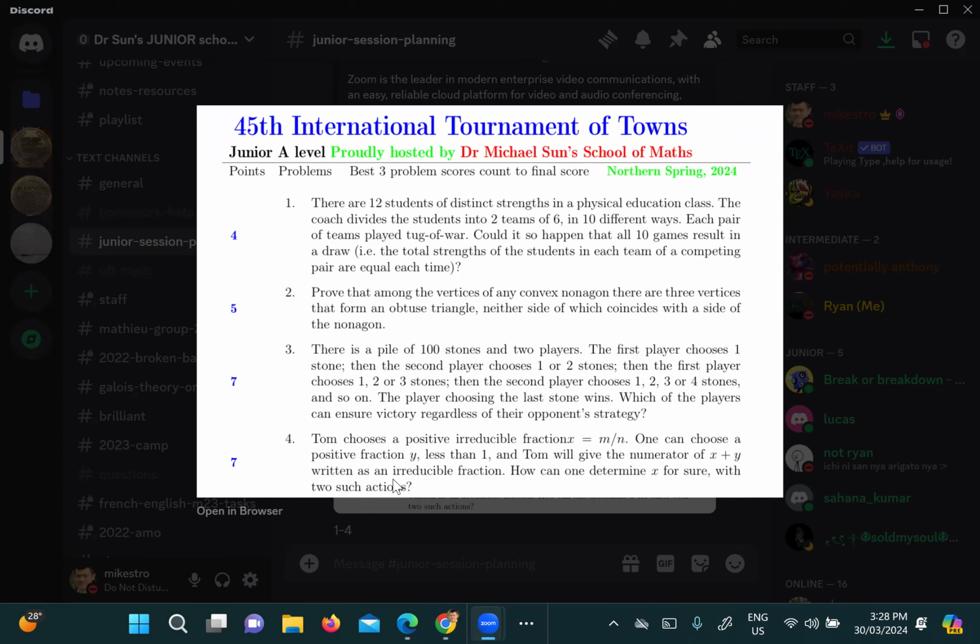So what you could do then is look at the numerator of the sum and then pick another y, right? Add it again and get another numerator and then try to find m in it. Yeah? Okay, so that's probably the most straightforward approach.